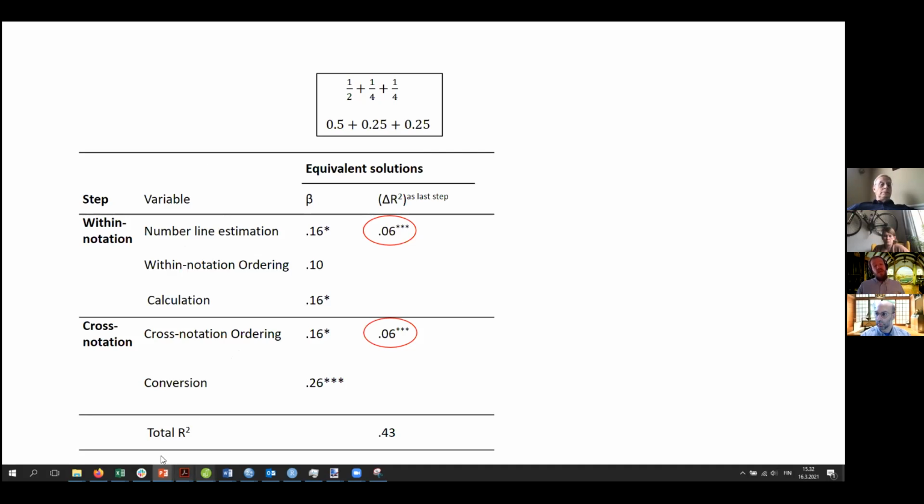And if we look at the betas, the conversion task was the strongest predictor, the strongest relation with equivalent solutions. So this explicit ability to convert between fractions and decimals was the strongest. And then cross-notation ordering, calculation, and number line estimation all had pretty weak relations. And overall, this explained about 43% of the variance in the use of equivalent solutions. So a good chunk of that variance, I would say, is explained there, but still a lot unexplained.